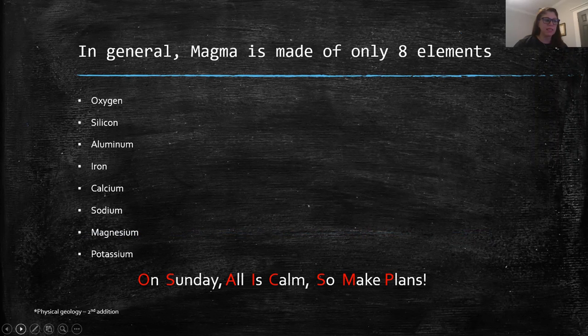Oxygen makes up slightly less than half of the magma. Silicon makes up slightly more than a quarter of the magma, and the remaining elements make up the final quarter. To help me remember these elements in order of importance, I've made a mnemonic. It's at the bottom of the screen. On Sunday, all is calm, so make plans.